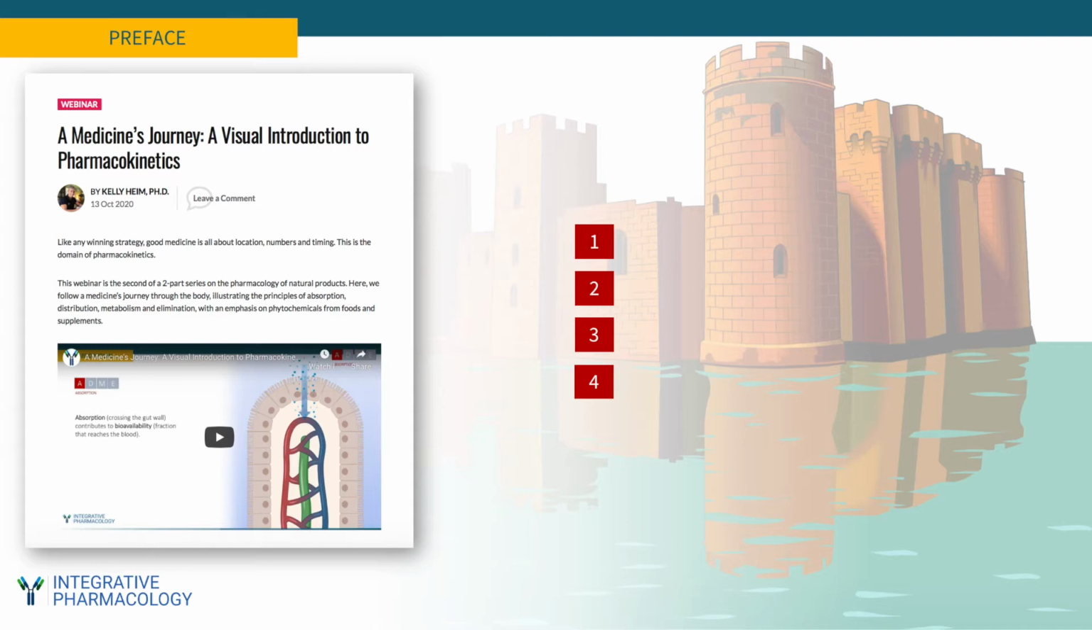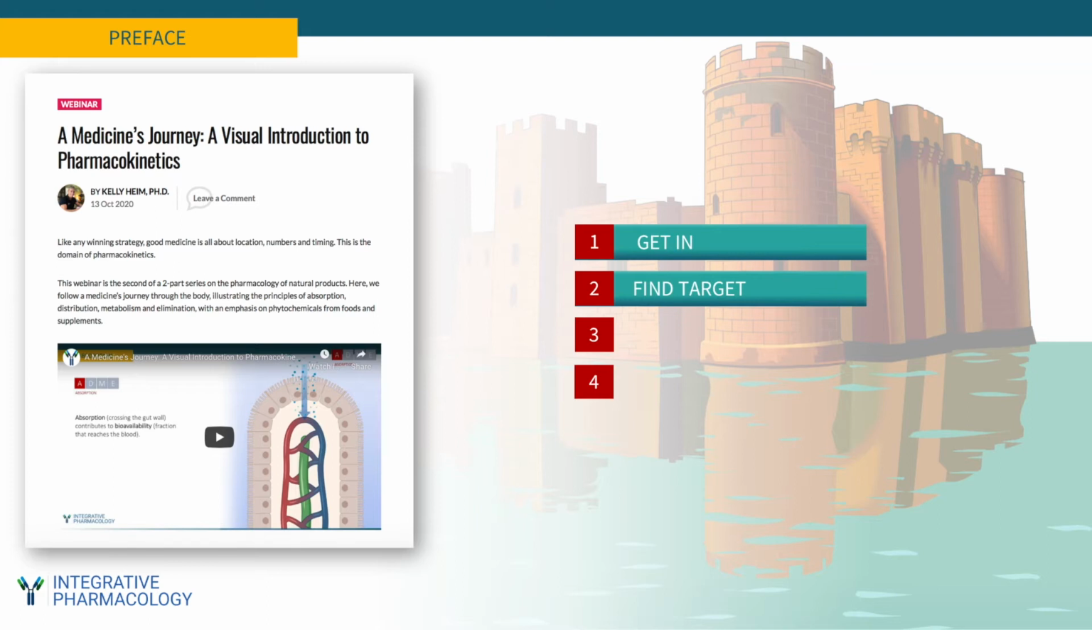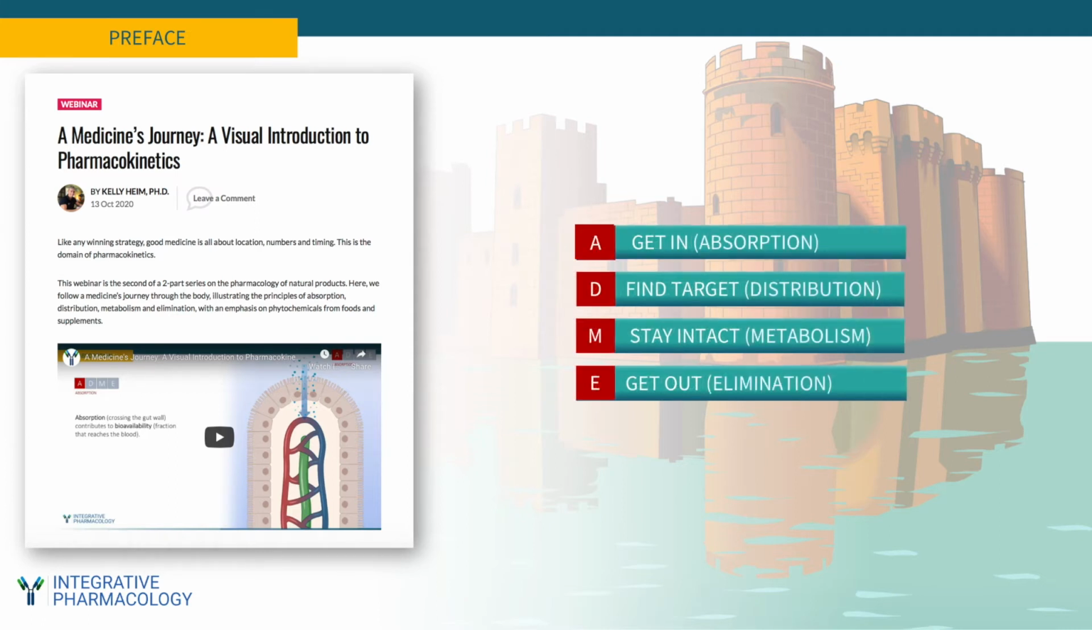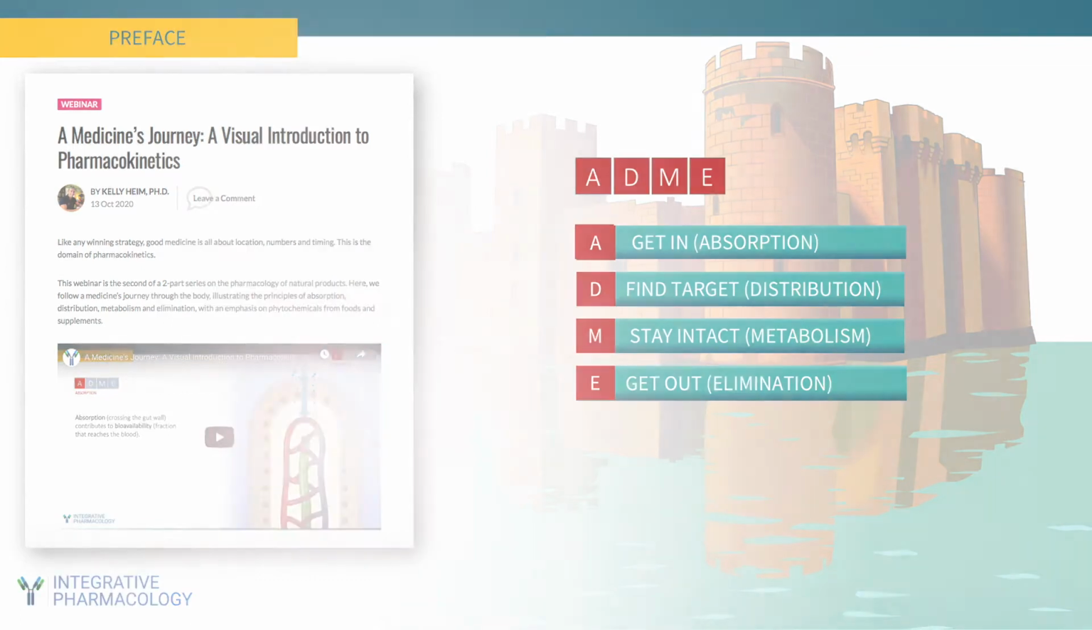To summarize the key points from this webinar, we talked about a medicine needing to get to the site of action in the body. And to achieve that, it has to get in, it has to find the target, it has to stay intact, and then it has to get out. These four parameters determine the efficacy of a medicine from a quantitative and temporal standpoint. You might see ADME in the medical literature, in textbooks, in papers. Now you know what that acronym means.